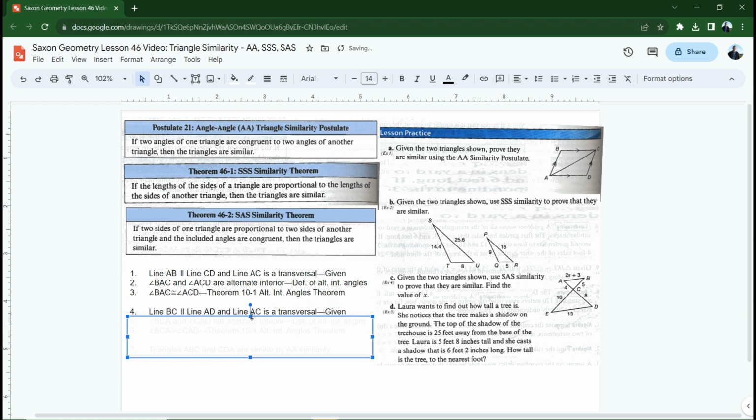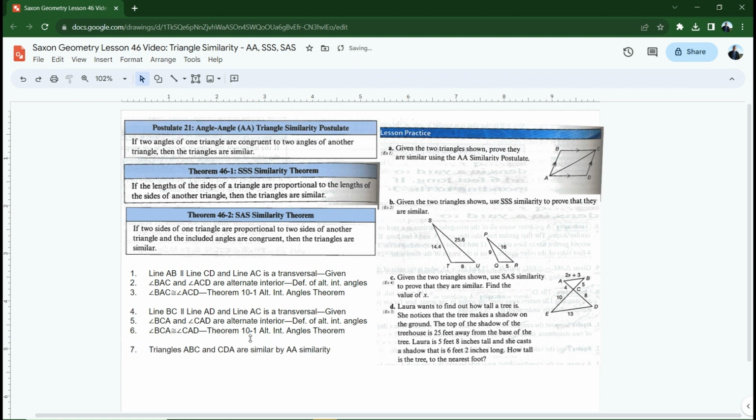So let's do this. Line BC and AD are parallel with AC as a transversal. BCA and CAD are alternate interior angles by that definition, and therefore they're congruent. And voila, I've proven that two angles in these triangles are congruent. So I can just say triangles ABC and CDA are similar by Postulate 21, the angle-angle similarity postulate.